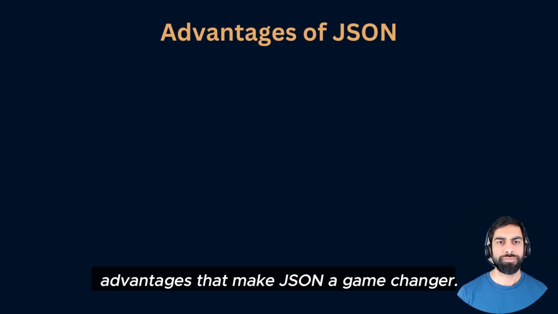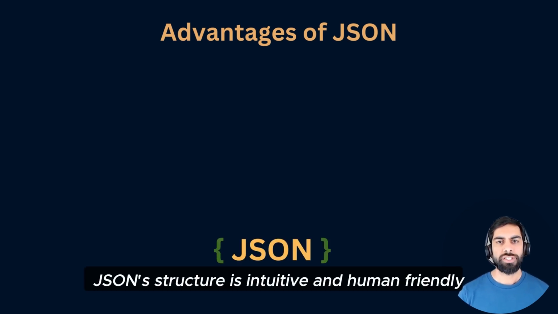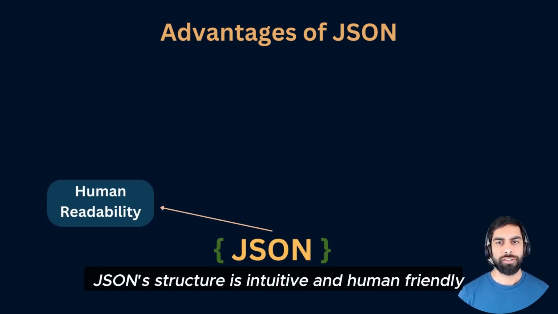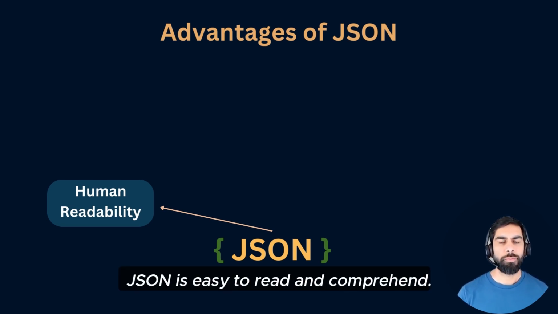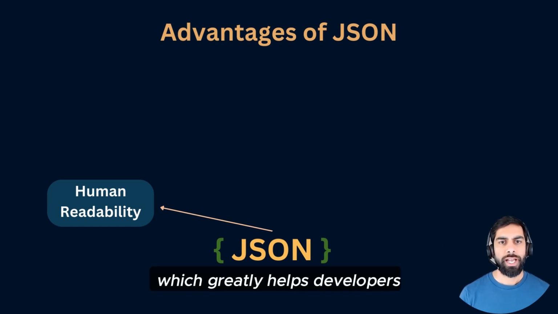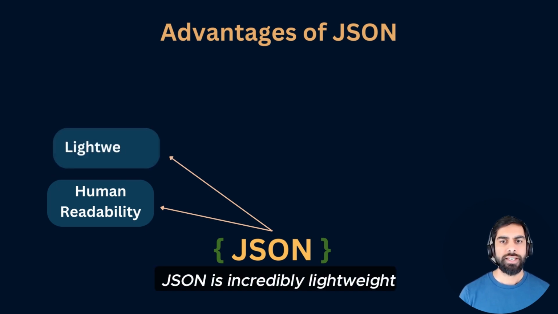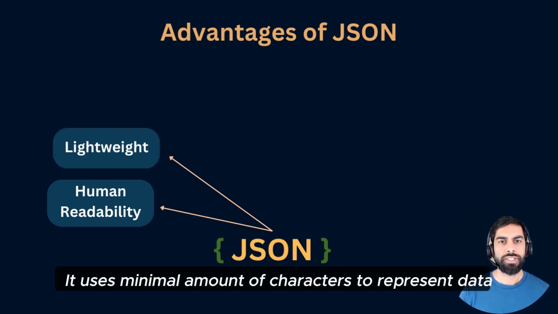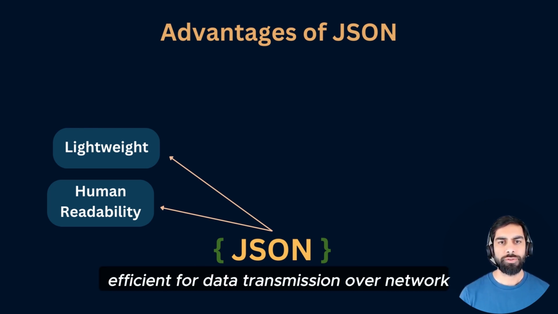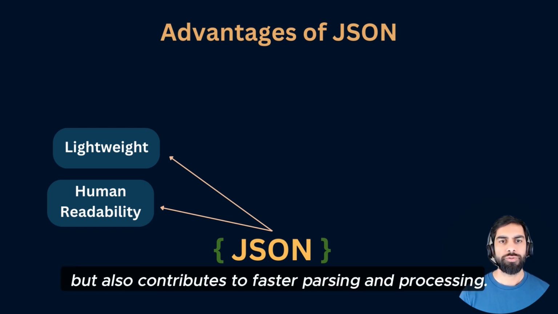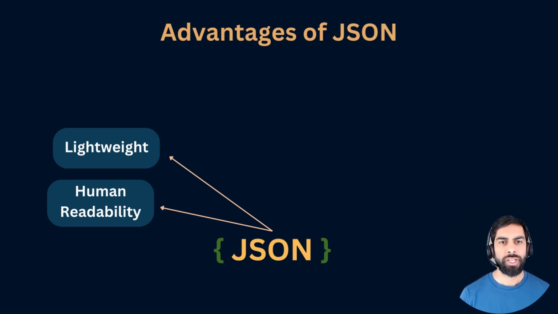Now let's discuss the advantages that make JSON a game changer. JSON's structure is intuitive and human-friendly. Unlike complex binary formats, JSON is easy to read and comprehend, which greatly helps developers during coding and debugging. JSON is incredibly lightweight. It uses a minimal amount of characters to represent data. This not only makes it efficient for data transmission over networks, but also contributes to faster parsing and processing.